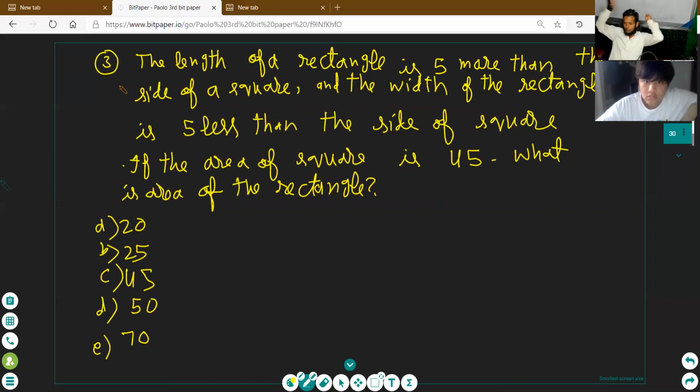Do it. It is written that, understand it. The length of the rectangle. In a rectangle, there is length and width. First, make the rectangle and square. Make one rectangle and one square. Follow.